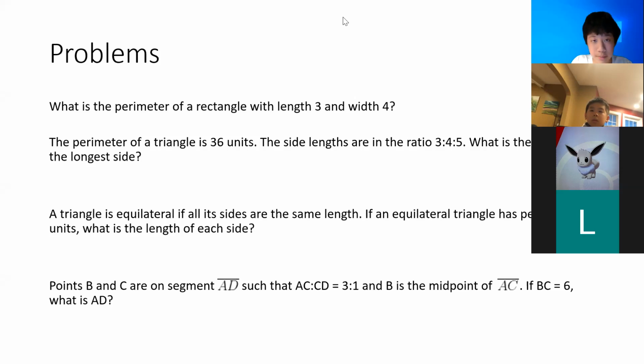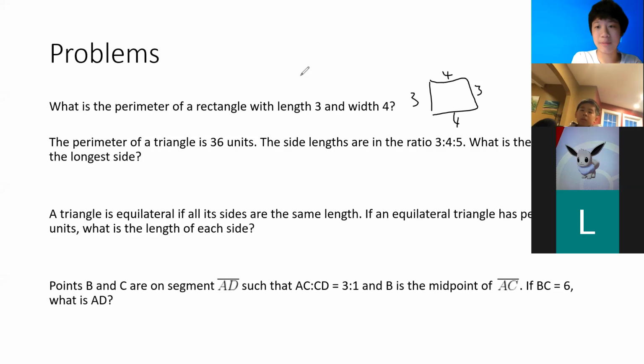All right, so I'm going to explain these problems now. So what is the perimeter of a rectangle with length 3 and width 4? Well, we could draw out a rectangle, of course. 3, 3, 4, 4. So what's the sum of all the sides? 3 plus 3 is 6. 4 plus 4 is 8. 14 units. Right? So that should be pretty simple. Now what do we have?